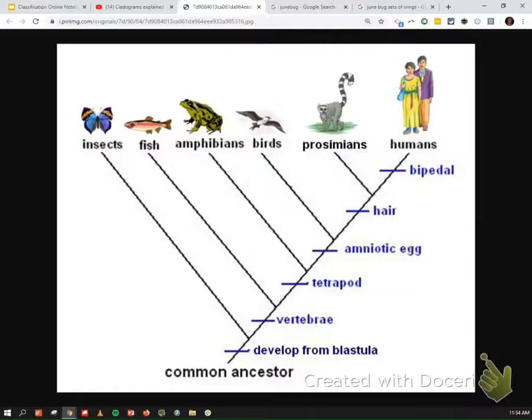All right, so the cladogram. Down here at the bottom, all the organisms above that circle develop from a blastula. And you can see the little line beside the word develop, a blastula. Now, you don't have to know what a blastula is. You don't have to know what a tetrapod or a vertebrae or a prosimian is. You don't have to know what these words are.